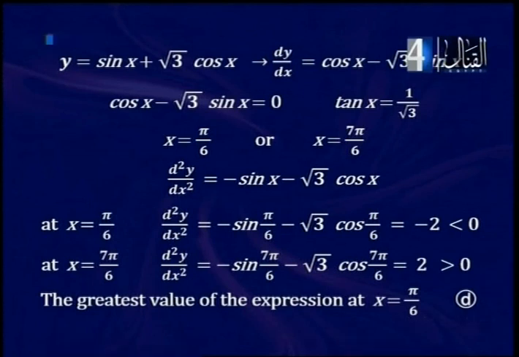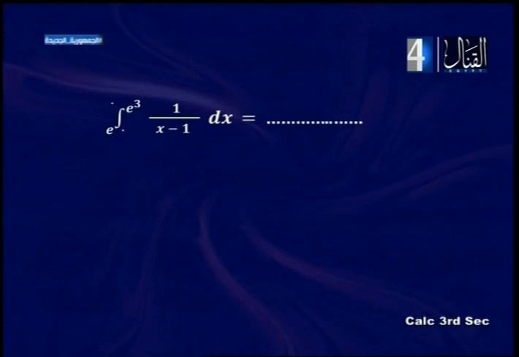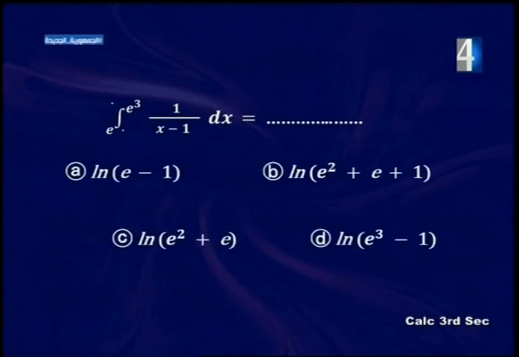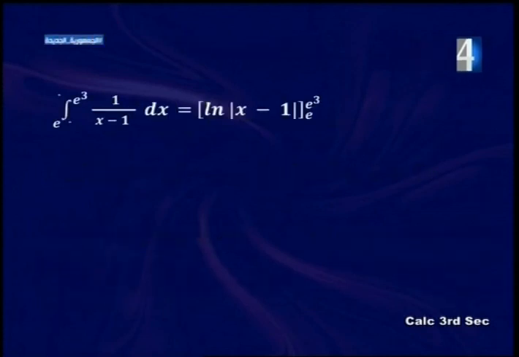Another example, the integration of 1 over x minus 1 from e to the power 3 dx, the definite integral, equals ln e minus 1, or ln e power 2 plus e plus 1, or ln e to the power 3 minus 1. We have the definite integral of 1 over x minus 1 from e to e power 3.